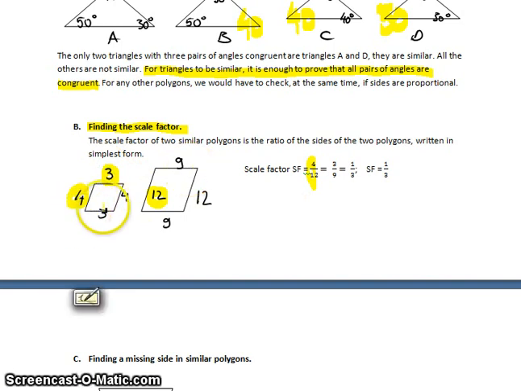I go back, I said something silly. Big side over big side, 4/12. Small side over small side, 3/9. Notice that both 4/12 and 3/9 in simplest form can be written as 1/3. Therefore, the scale factor of these 2 similar parallelograms is 1/3.